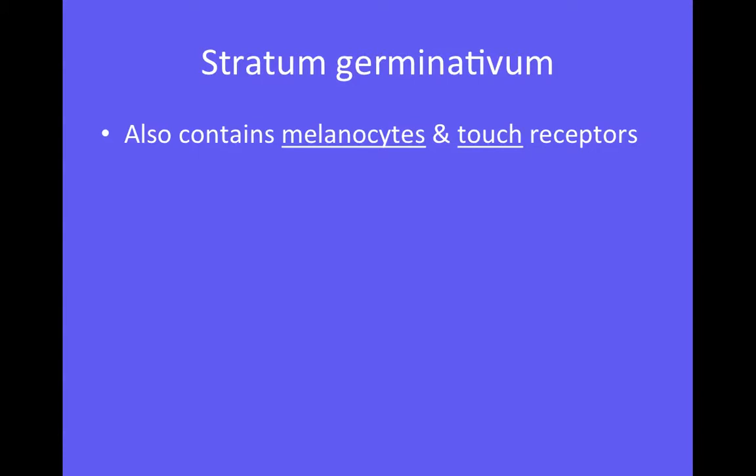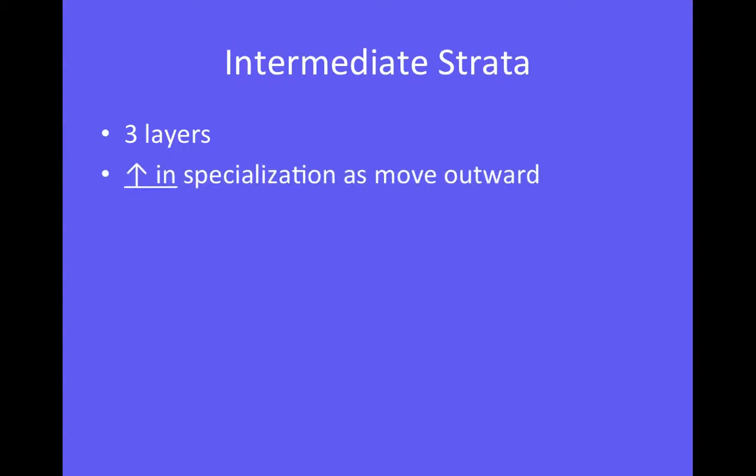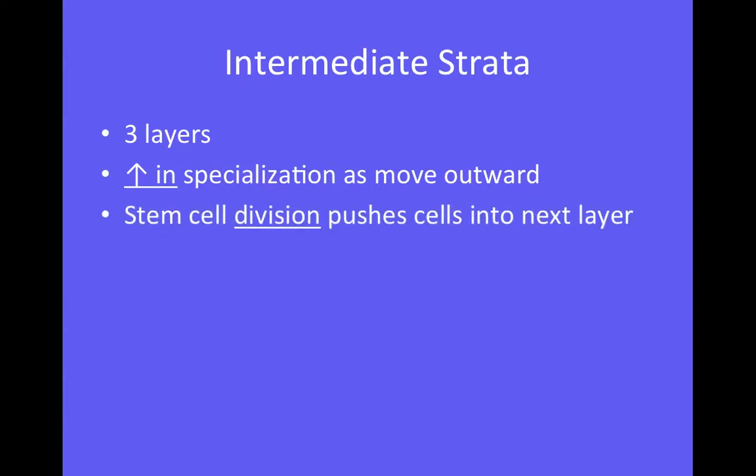The next layer of cells up is called the intermediate strata. This is actually a grouping of 3 different layers of cells. Again, remember, these are not a single cell layer thick, these are multi-cell layers thick. As we move from the inner layers towards the outside, we get more specialization as we move outward. So how do these cells actually move from the inside to the outside? Well, the cell division from below pushes the cells out to the next layer.